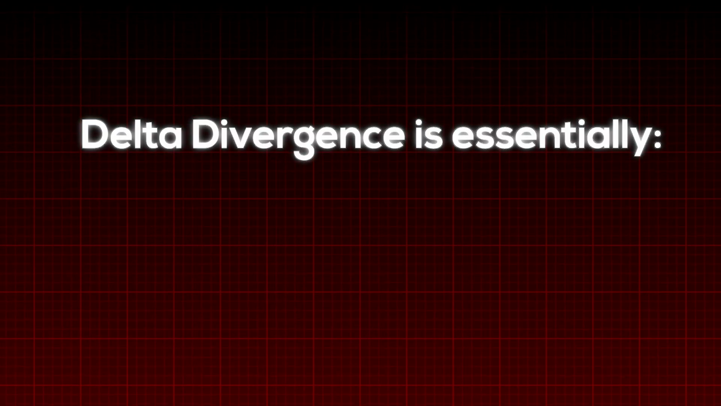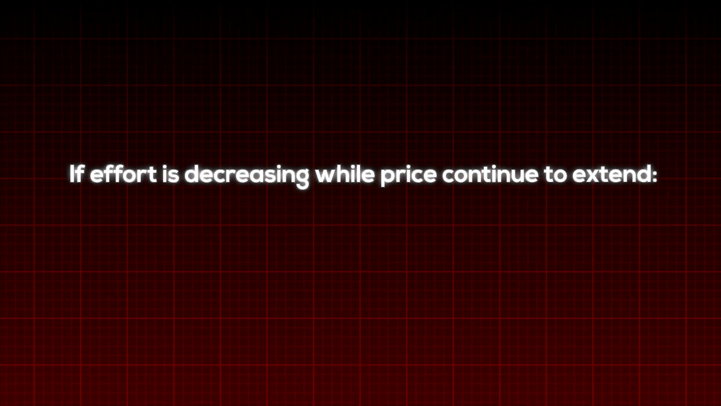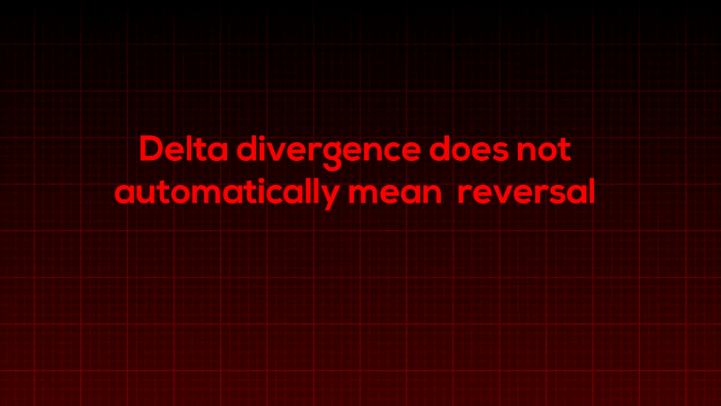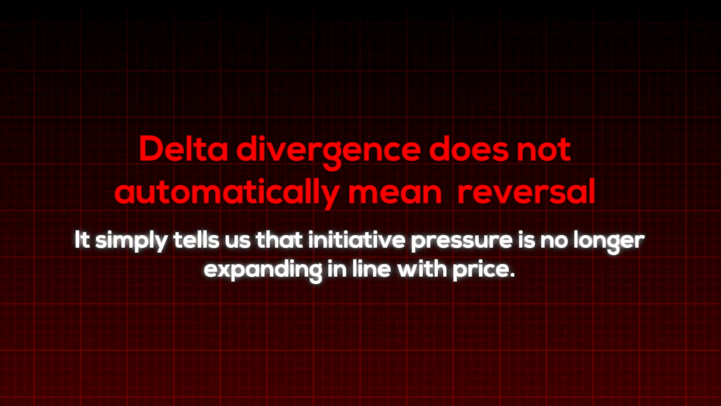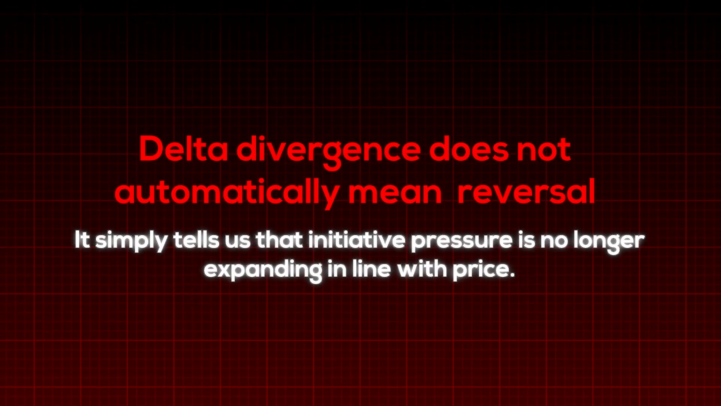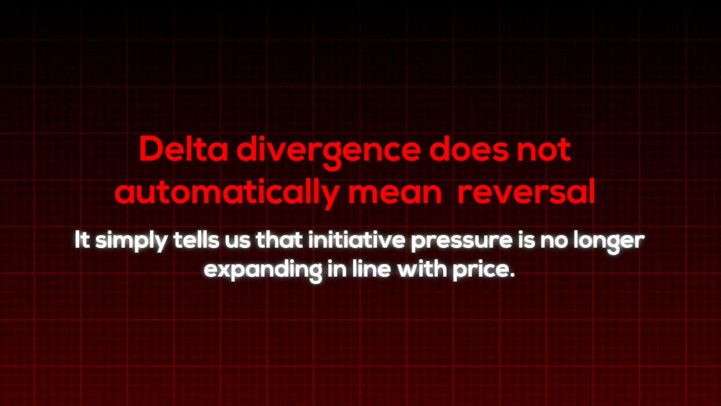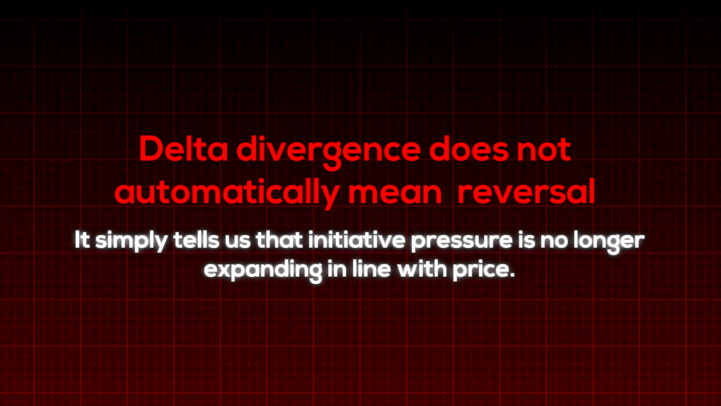Delta divergence is essentially a form of effort versus result analysis. If effort is decreasing while price continues to extend, participation may be thinning. However, it is important to understand, delta divergence does not automatically mean reversal. It simply tells us that initiative pressure is no longer expanding in line with price. This makes the market more vulnerable to absorption, exhaustion, or structural rejection. In simple terms, when price makes new extremes without new aggression, the move may be losing fuel.